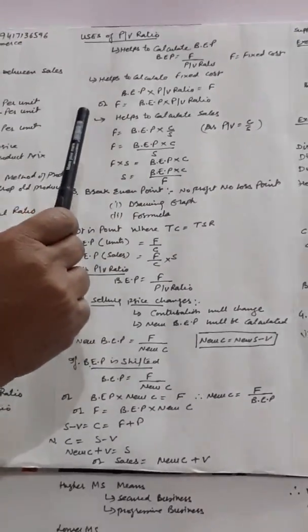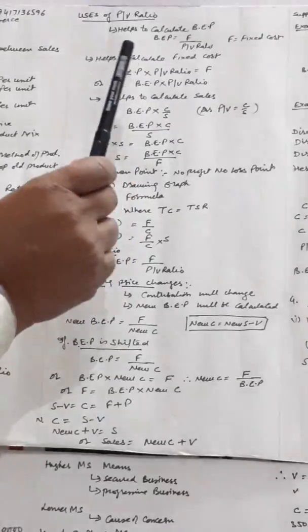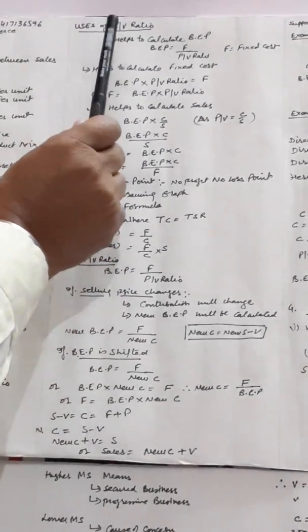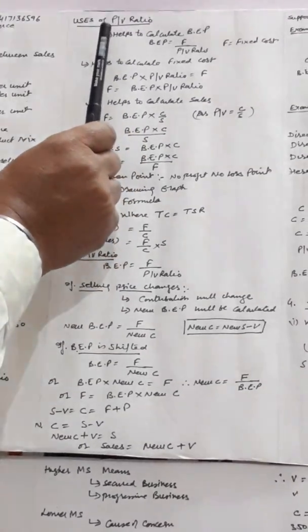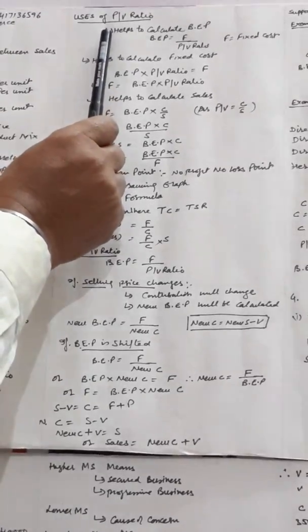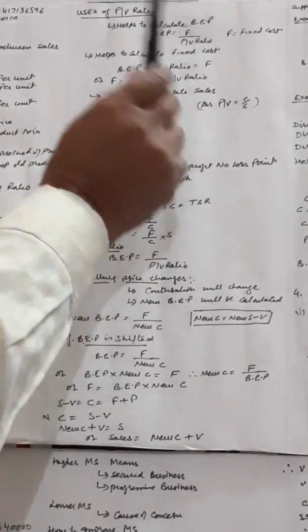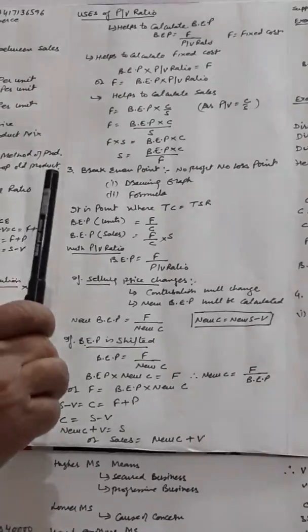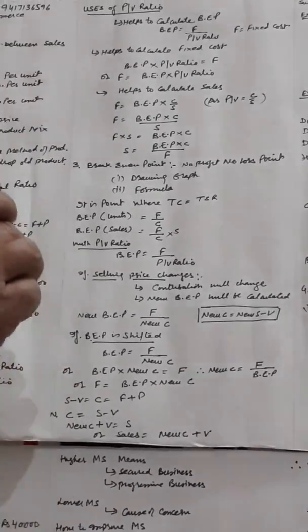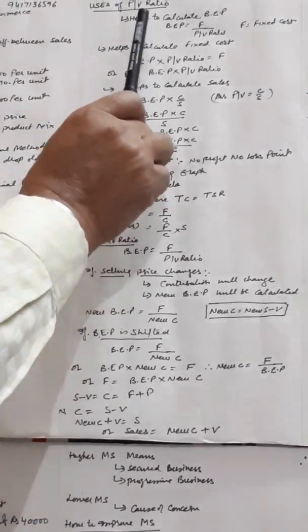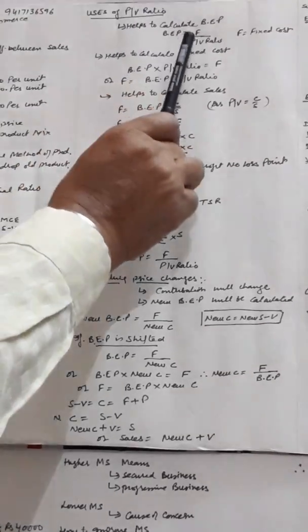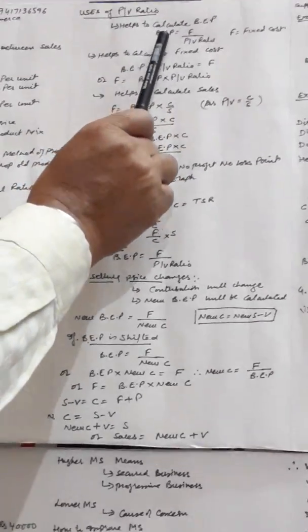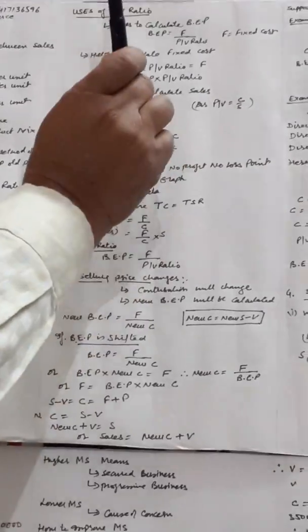Why will we calculate and study this PV ratio? There are certain advantages or uses of PV ratio. Number one, it helps to calculate break-even point. The most important step is break-even point, and in its calculation we require PV ratio. The break-even point is equal to F upon PV ratio.